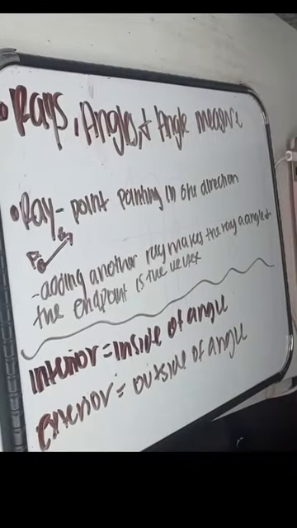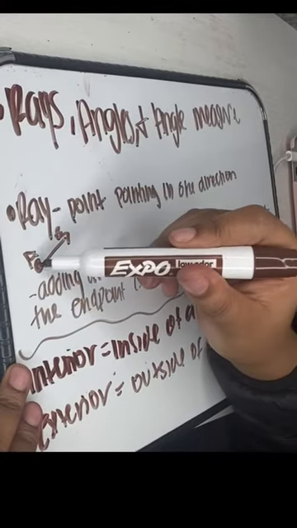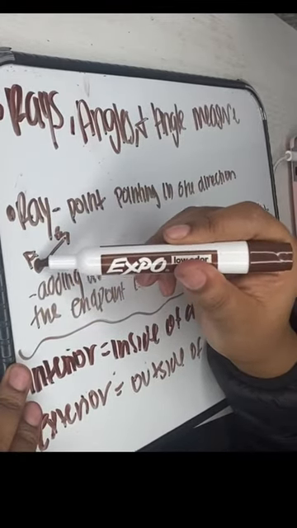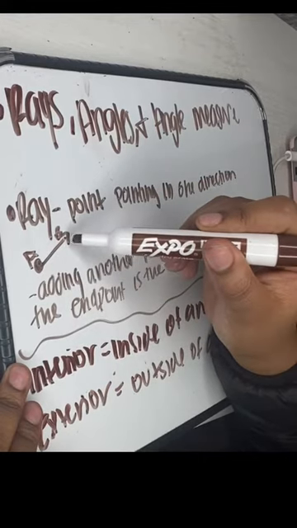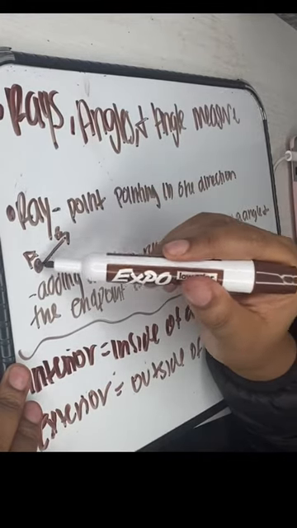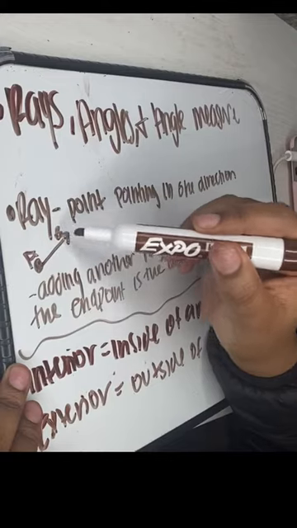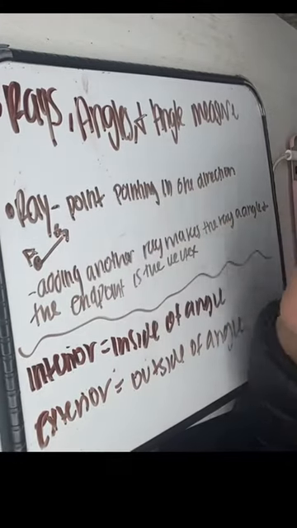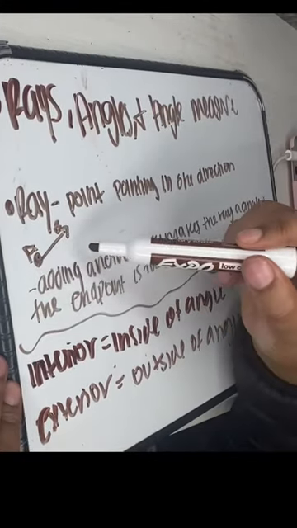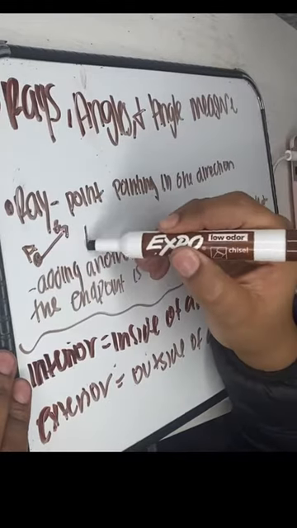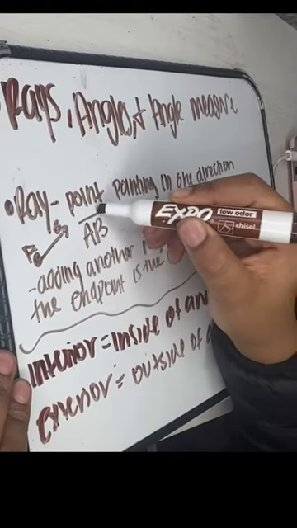Okay, so now moving on, we have rays, angles, and angle measures. So a ray is a point pointing in one direction. So let's say we have, starting off as a line segment, ending like it's a line, point A all the way pointing to direction B. So that is what we call a ray. And then you'll just write it as ray AB.